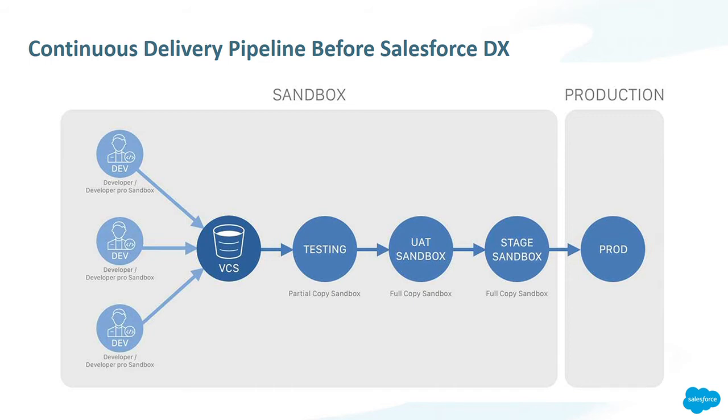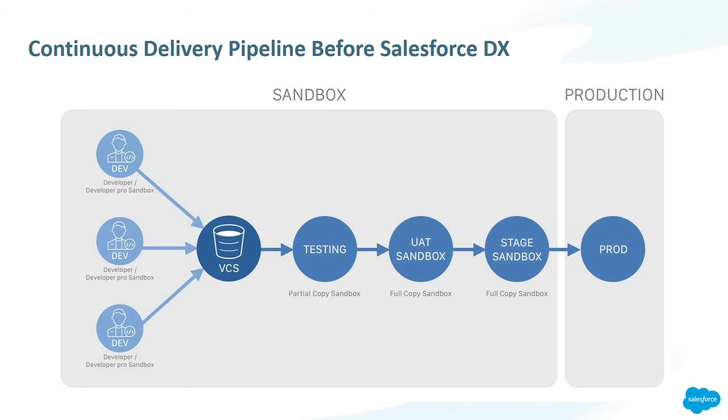Okay, that's very important. Also, we want that testing environment to be a partial copy sandbox, so we can have a part of the information from production for our test data. That's very important. Then a UAT sandbox for our user acceptance testing. Maybe there we want to have a full copy sandbox to have the big part of the information from production, and a full copy sandbox also for the stage sandbox environment. So if we want to do another round of checks before we move the code to production, we can do it there. And of course, production.